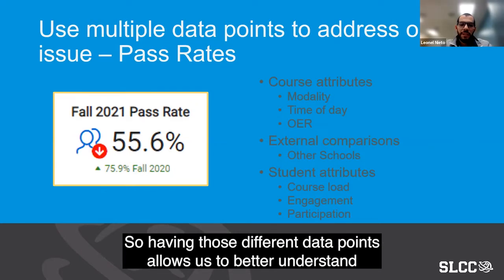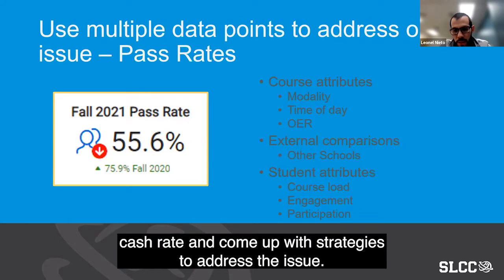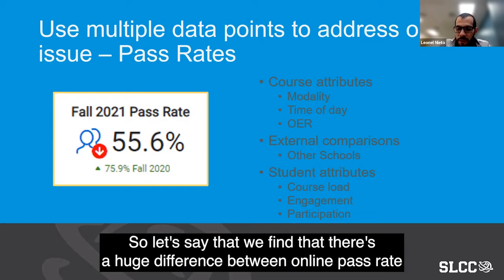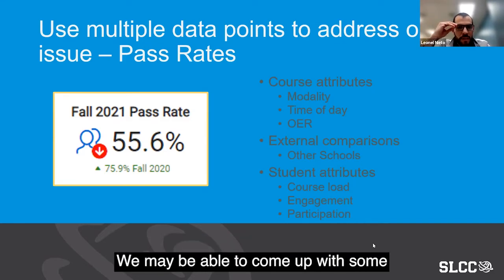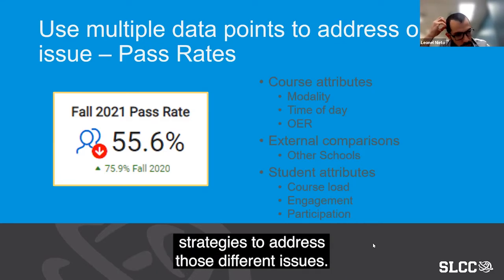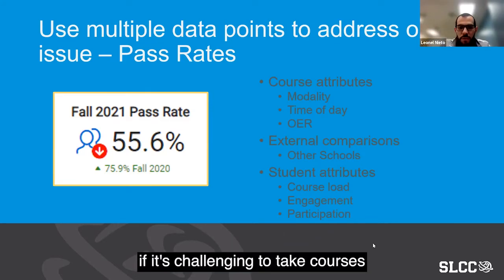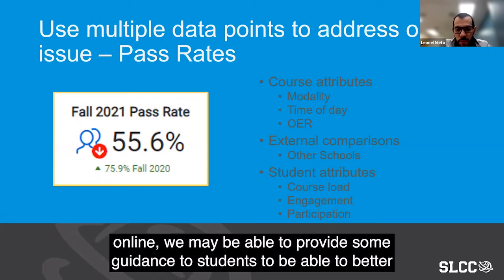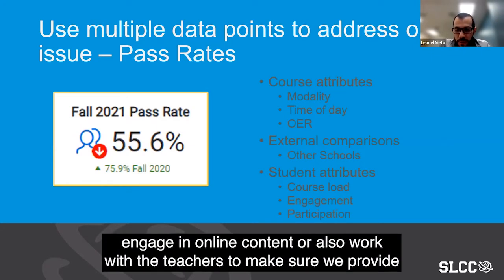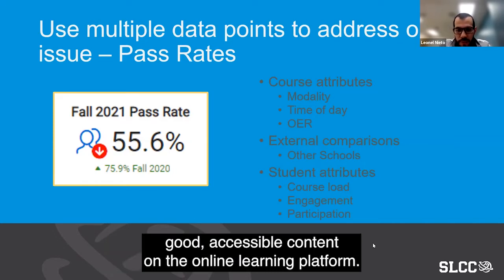So having those different data points allows us to better understand pass rate and come up with strategies to address the issue. So let's say that we find that there's a huge difference between online pass rate and non-online or in-person pass rate. We may be able to come up with some strategies to address those different issues, right? So if it's challenging to take courses online, we may be able to provide some guidance to students to better engage in online content, or also work with the teachers to make sure we provide good, accessible content on the online learning platform.